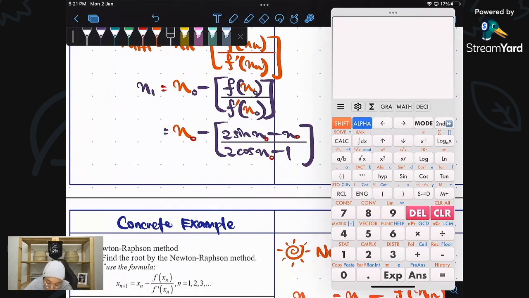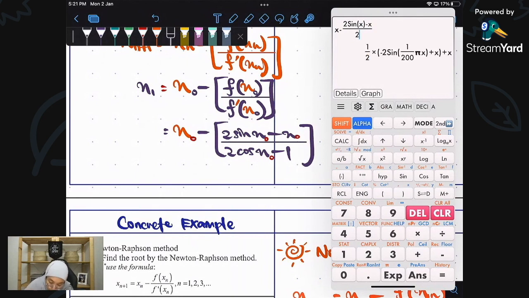Okay, so now tekan calculator X, alpha X, minus with bracket. Kadang-kadang yang ni tak nak buat bracket pun tak apa, asalkan ada fraction atas bawah. So 2 sine X. Okay, minus with x. Okay, tekan calculator bersama-sama dengan saya.